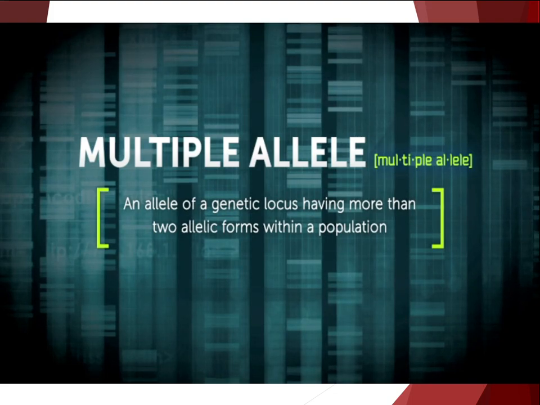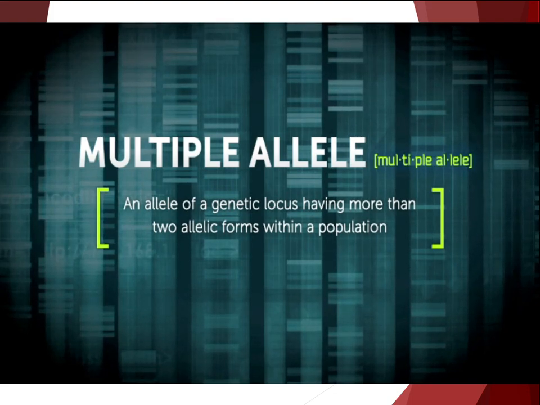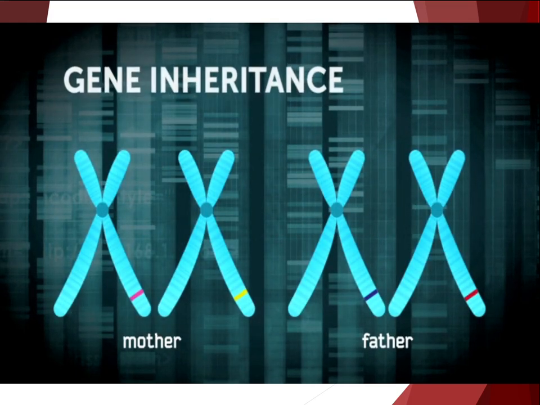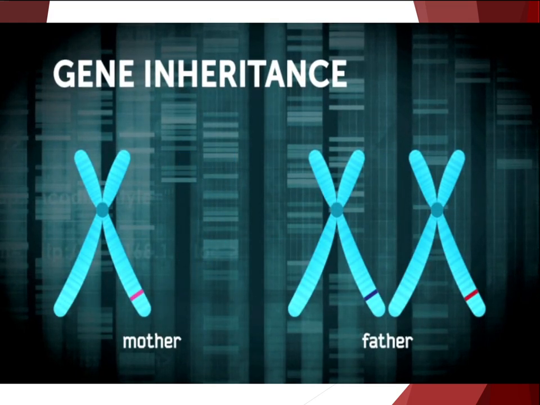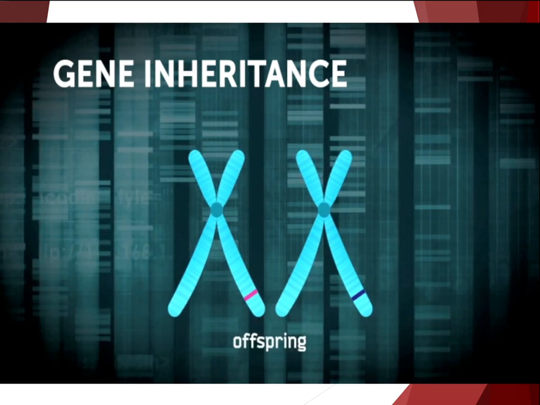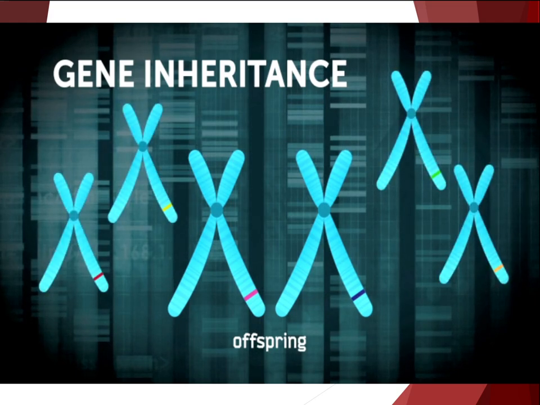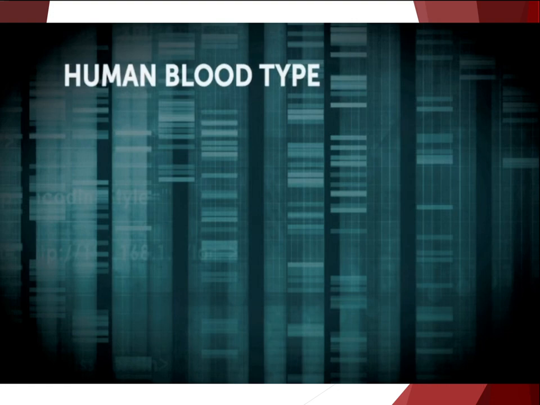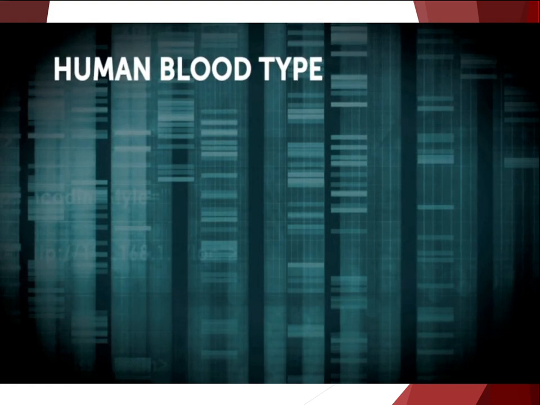It's important to understand that individuals can only have two alleles for a particular gene, one that they inherited from their mother and one from their father. But although individuals can only have two alleles, there may be three or more alleles that exist within the population. Human blood type is a classic example of multiple alleles.